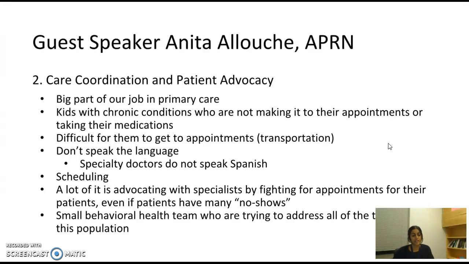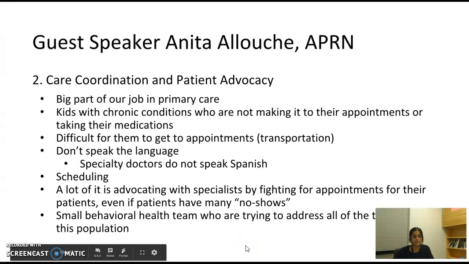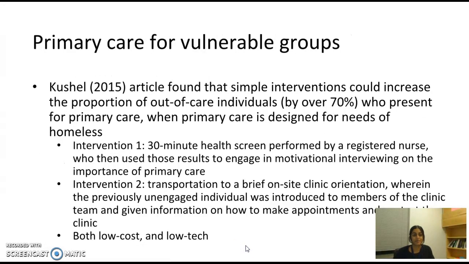A small behavioral health team who are trying to address all the trauma in this population is also part of the advocacy work that they're doing, coordinating care and providing the care. So that's just a little peek into primary care by a real primary care provider.